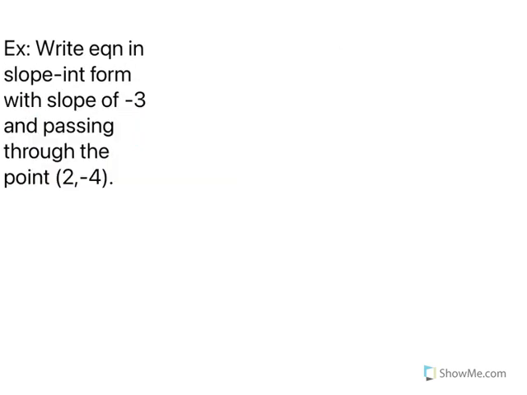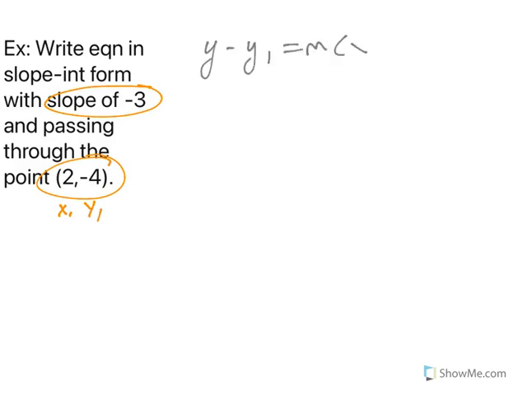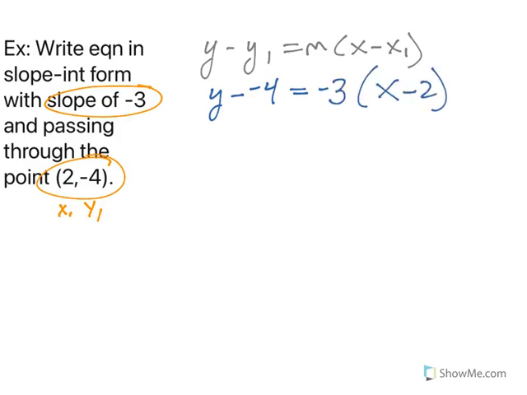Let's do another. We're going to do a couple of these. We are going to write an equation in slope-intercept form with a slope of negative 3 passing through the point 2, negative 4. So here's x1 and y1. Once again, y minus y1 equals m times x minus x1. Okay, let's plug in what we know. Y minus a negative 4 equals slope of negative 3 times x minus 2. Notice on the left, I did y minus a negative 4. 2 negatives is a positive. So this gives me y plus 4.